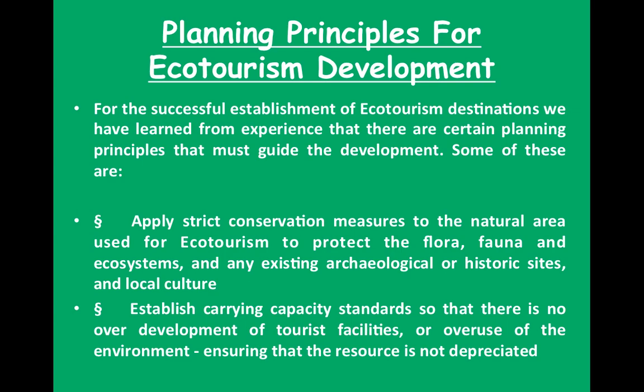So if you were to plan an ecotourism community, how are you supposed to do this responsibly? Well, first you need to use conservation measures that are already in place in order to count all of the flora, fauna, etc. in the ecosystem, as well as any archaeological or historical sites and local culture. So you have to know what you have before you figure out if you can impact it, right? And once you know what you have, then you have to figure out how many extra you can handle. And that's what's called a carrying capacity.